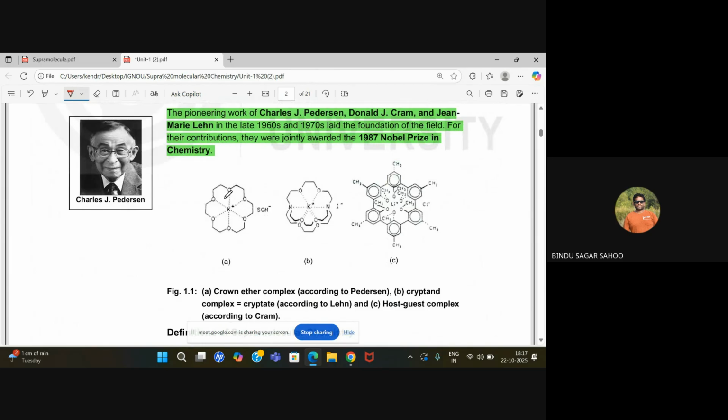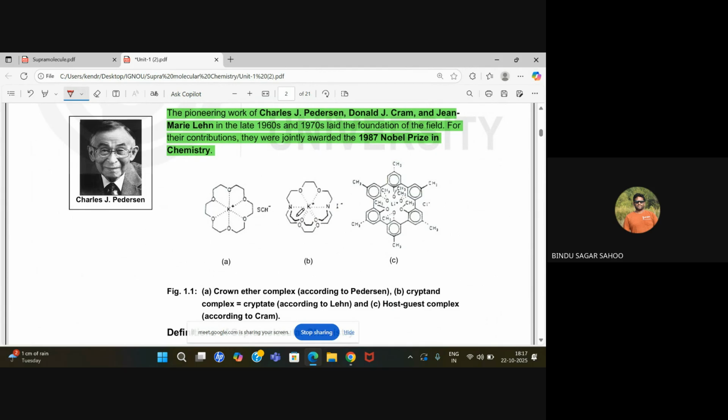And in between this macrocyclic ligand, there will be a positive potassium ion. For the stabilization of this positive potassium ion, there will be an anion that is present outside the macrocyclic ligand. So the charge factor here will be neutral. This cation will be trapped inside this macrocyclic ligand.